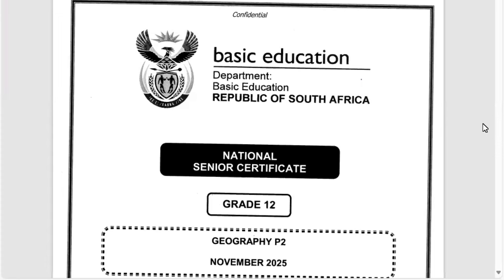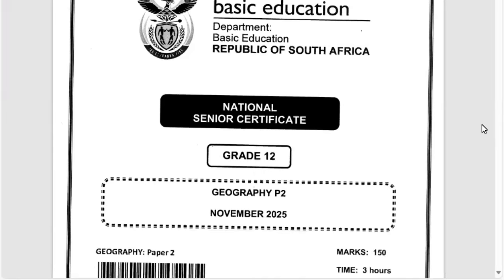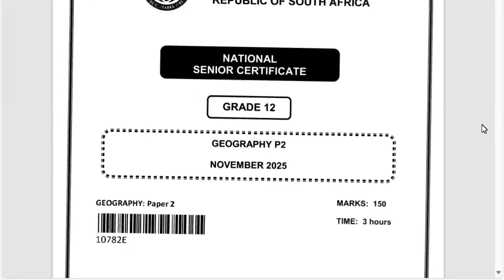Welcome to yet another interesting discussion for geography. We are going to do our geography memo discussion for geography paper 2. All right, so there is our paper. As usual, geography paper 2 is out of 150 marks in 3 hours.